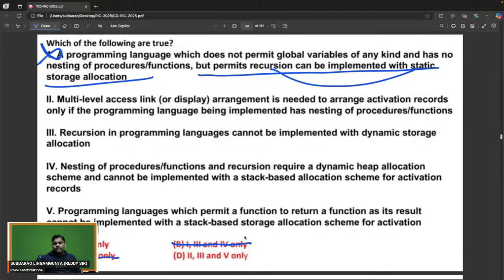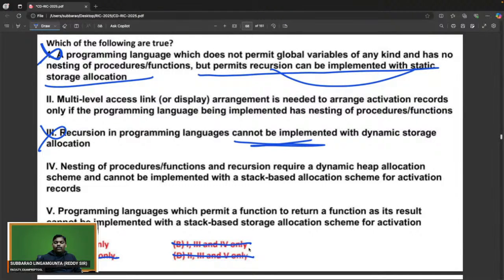Let's move to the next. Read all of them. Whenever the given problem is a little bigger, read all of them and you will get some clue. Don't get stuck at one point. Three: recursion in programming languages cannot be implemented with dynamic storage. Remember, recursion can be implemented with a stack, and with dynamic storage allocation also. He's saying cannot be implemented, so it's wrong. So 1 and 3 are wrong. Wherever 3 is there, cancel it.